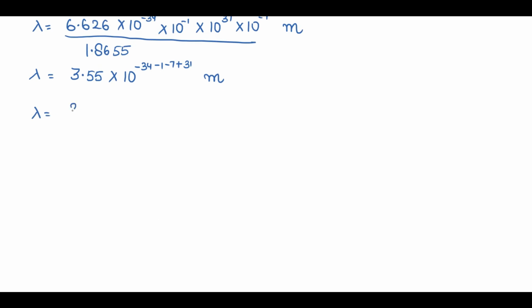Lambda equal to 3.55 into 10 raised to power minus 34 minus 1, it will be minus 35, minus 35 minus 7, minus 42. 10 raised to power minus 42 plus 31. When you subtract 42 from 31, your answer will be 10 raised to power minus 11. So the wavelength of this electron will be 3.55 into 10 raised to power minus 11 meter.